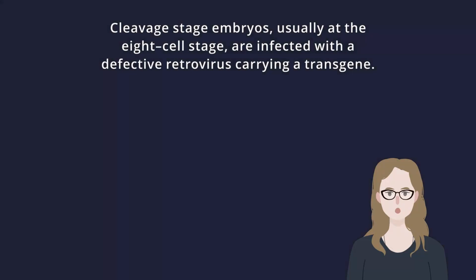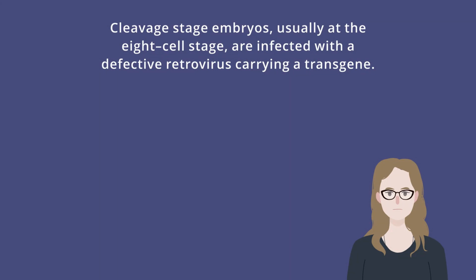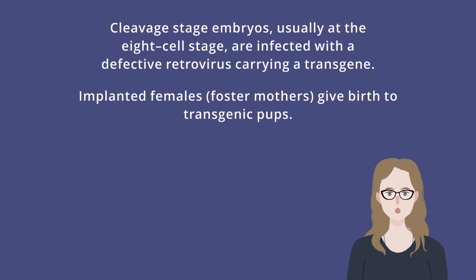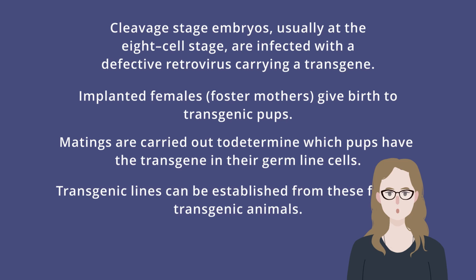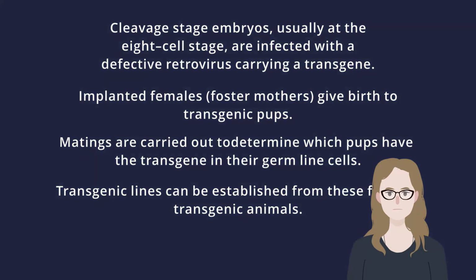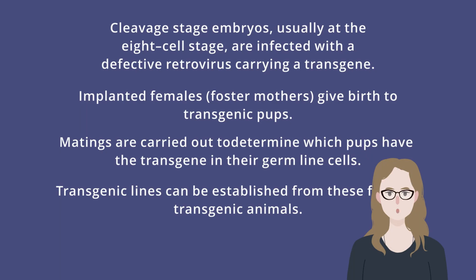Cleavage stage embryos, usually at the 8-cell stage, are infected with an effective retrovirus carrying a transgene. Implanted females, foster mothers, give birth to transgenic pups. Matings are carried out to determine which pups have the transgene in their germ-line cells. Transgenic lines can be established from these founder transgenic animals.